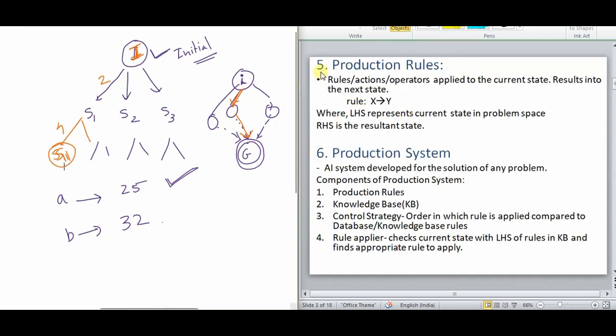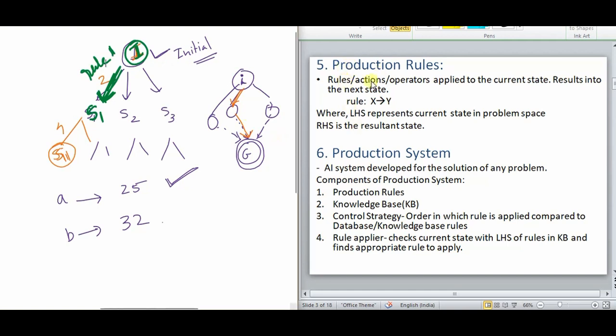Okay. Now, these are the four terminologies or four components. The fifth component is the production rule. I just told you that state space is nothing but the set of all the states that are reachable from the initial state. Now how do you move from one state to another state? By application of a rule, correct? So please see this green color. It means that from state I, on applying this particular rule, I go to the S1 state. Say on applying rule 1, I go to the S1 state.